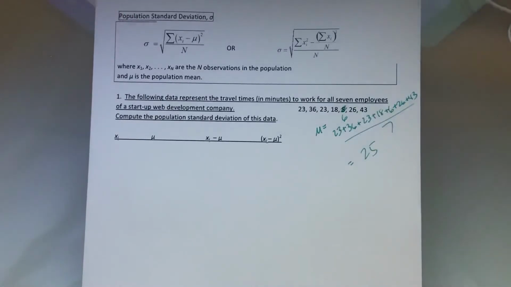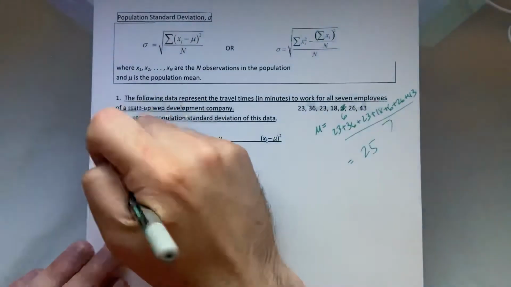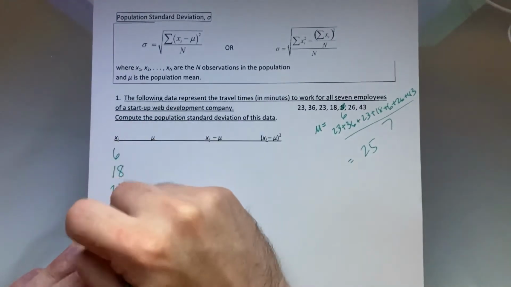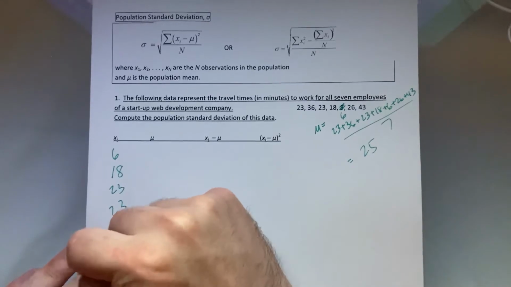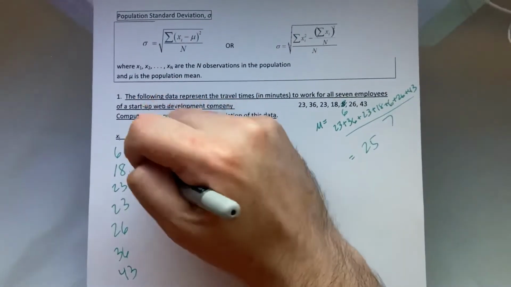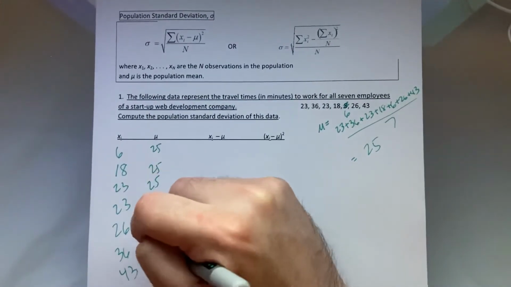So we take all of these numbers in the list. It doesn't matter the order you put them in, but I usually go lowest to highest. 6, 18, 23, 23, 26, 36, 43. And we need to subtract off the 25. The average is 25 for all of them. So you can go ahead and fill in the column with the 25.